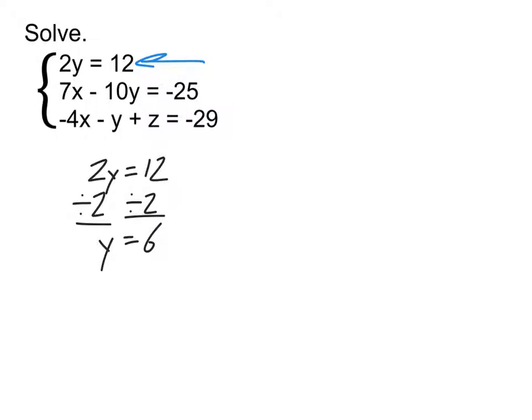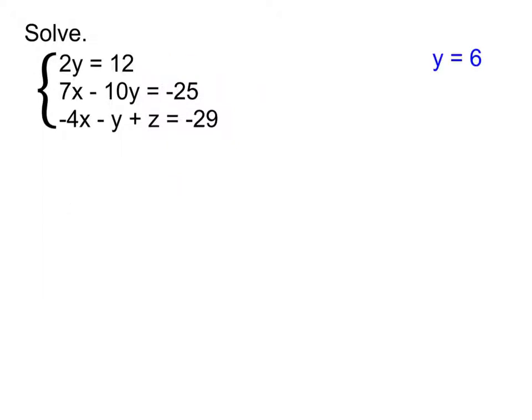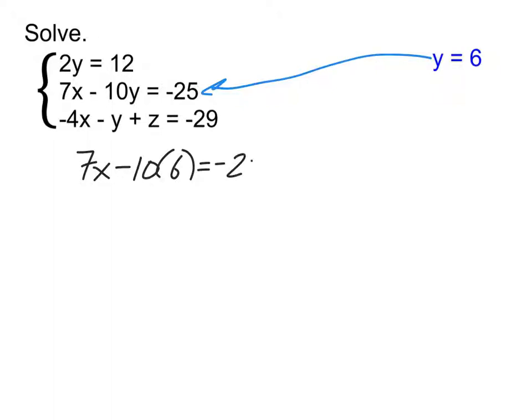Now once we know that y equals 6, what can I do with that information? Yeah, we can plug it into one of the other equations, or even both of them for that matter. But most useful would be plugging it next into the second equation. So if I take that y equals 6 and plug it into that second equation, what happens is I end up with 7x minus 10 times 6 equals a negative 25.